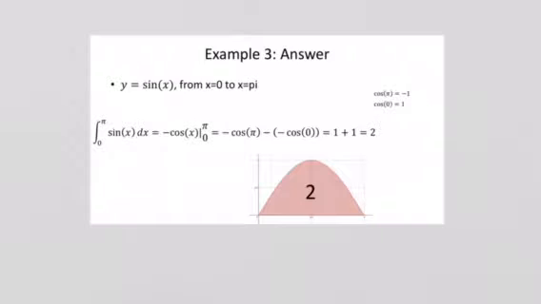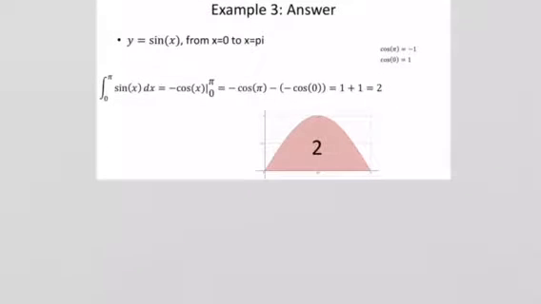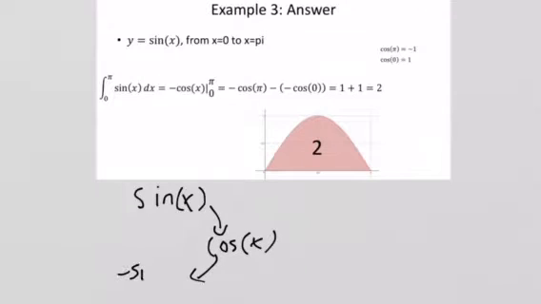So the integral of sine of x is negative cosine x. Good to remember our little cycle here. So we have sine x. The derivative of sine x is cosine x. The derivative of cosine x is negative sine x. The derivative of negative sine x is negative cosine x. And then the derivative of negative cosine x is sine x. So that's our derivatives, right? This is our derivative.